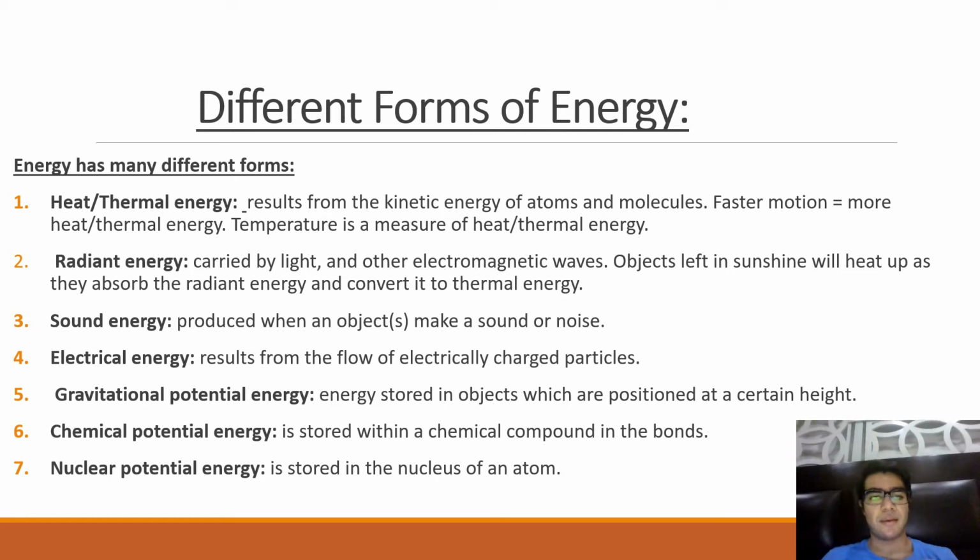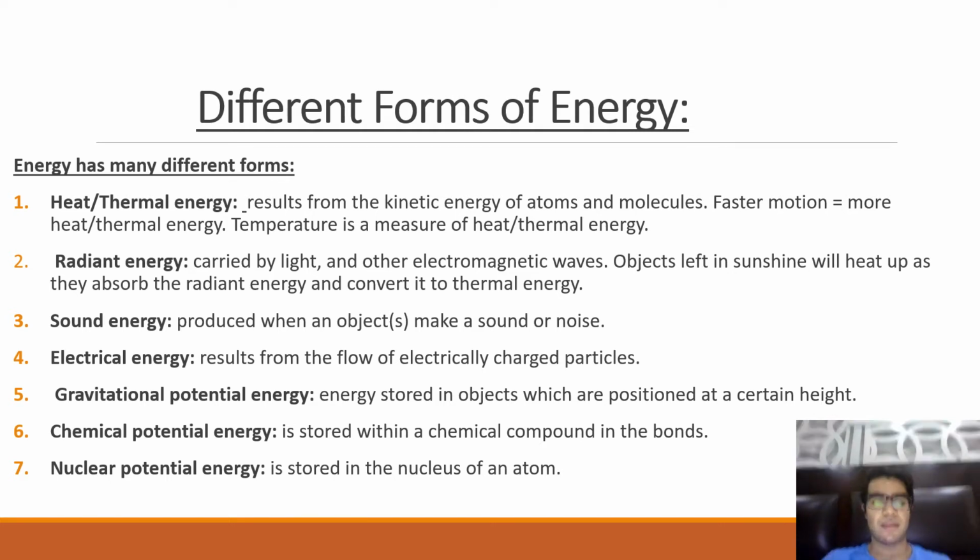The third type is sound energy, and it's basically produced when objects make a sound or noise. This is common sense. Whenever you hear a noise or an object makes a sound, that means it has produced sound energy. And number four is electrical energy, which results from the flow of electrically charged particles. This could be ions. Ions carry electrical energy. These could be electrons. Electrons carry electrical energy. So any electrically charged particles have electrical energy.